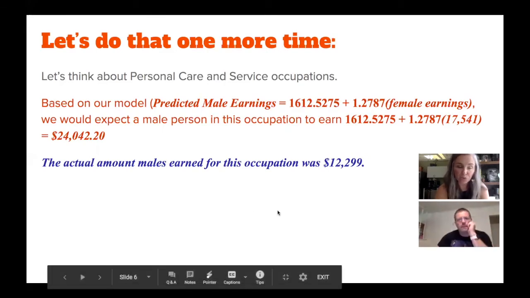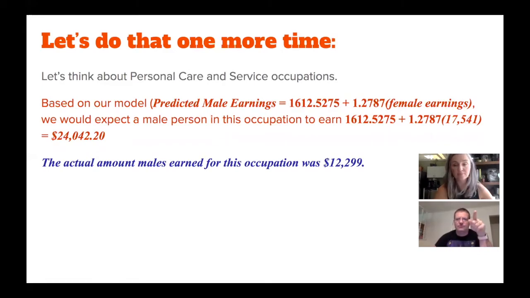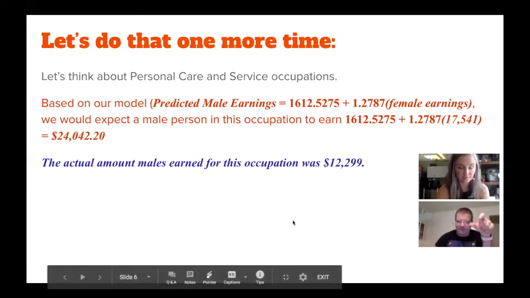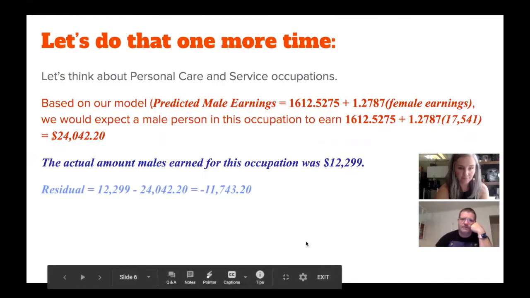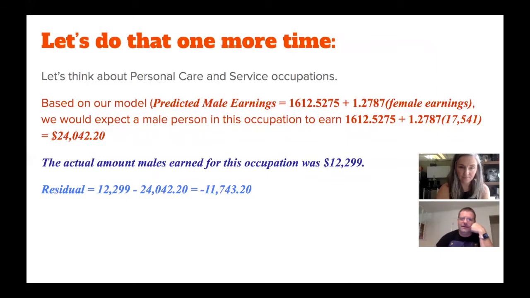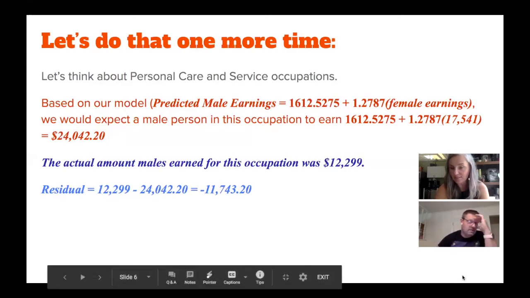How do we find the residual? We're in an AP class. So we take the actual amount, from the data, and subtract the one predicted by the equation. And in this case, we get negative 11,000. I estimated it at around 12 before. I was not bad, close. Pretty close, yep. Okay, so now we need to write it in a sentence.